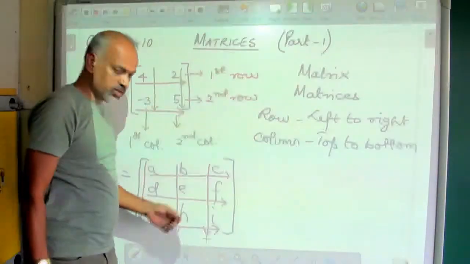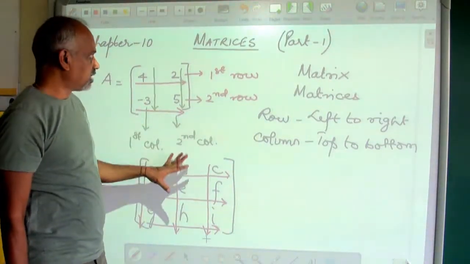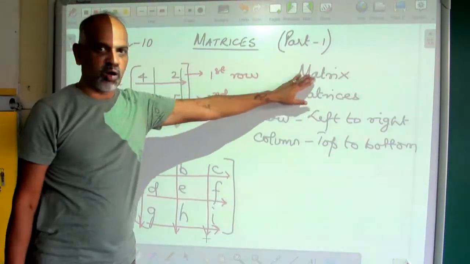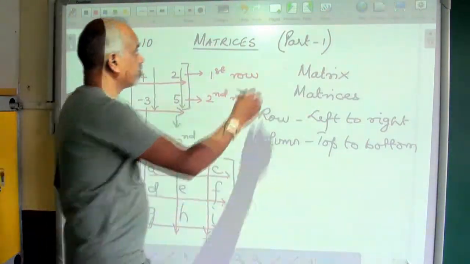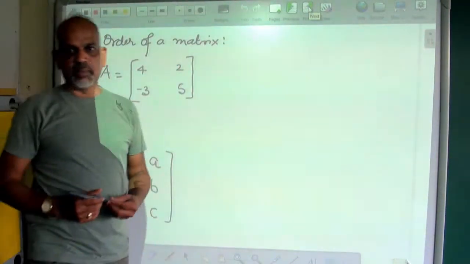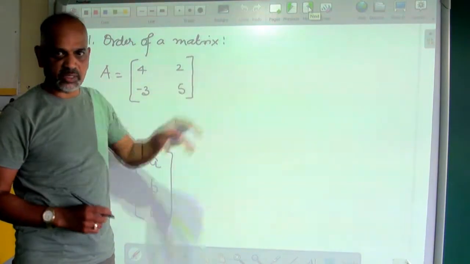So here also you have rows and columns. So this arrangement of elements in rows and columns again is called a matrix. Okay. Next, you have to know about order of a matrix. That's the first thing. Order of a matrix.